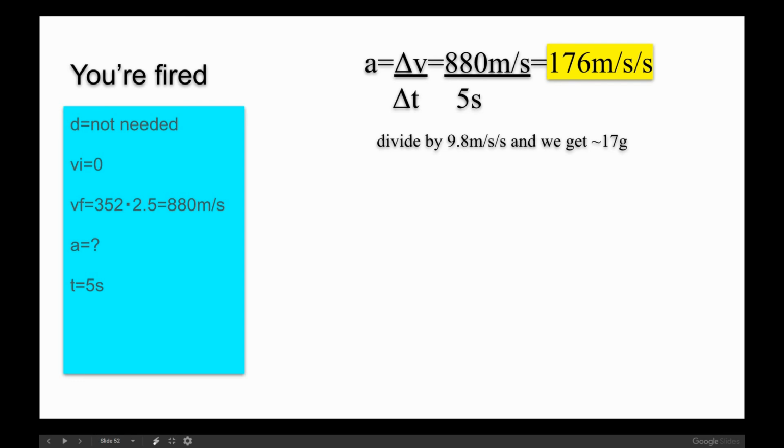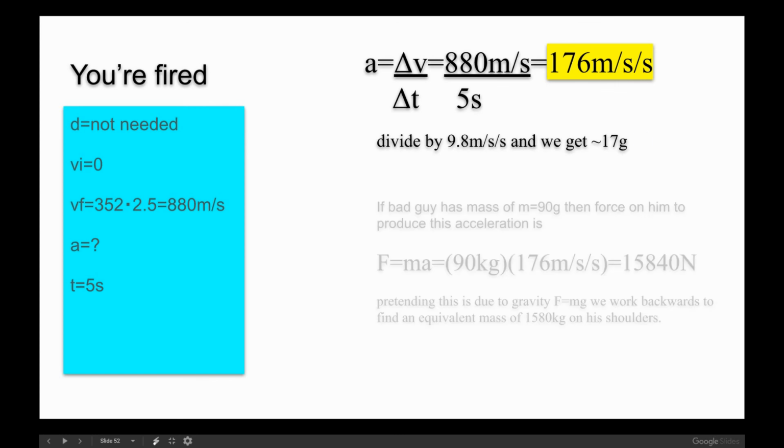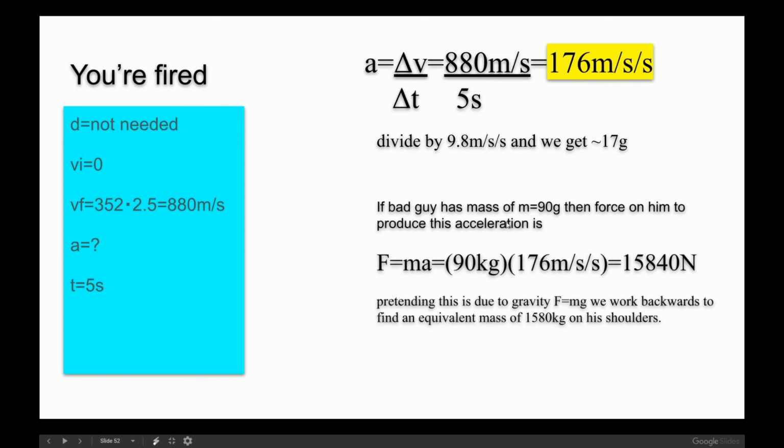Could this guy survive that? Well, the problem with this G-force is a human could survive it for 5 seconds if you look at that chart. But the geometry of his situation is he's hanging from his backpack. In order to make him accelerate at that rate, if he has a mass of 90 kilograms and we accelerate him at 176 meters per second squared, that's 15,840 newtons pull on him. And it is a pull because he's hanging from the strap.